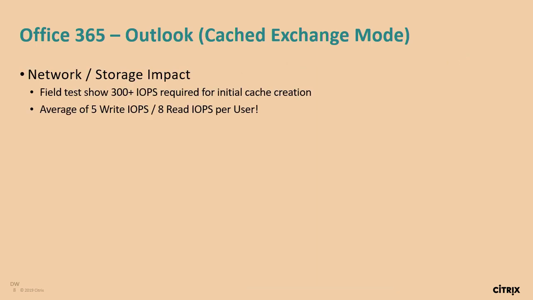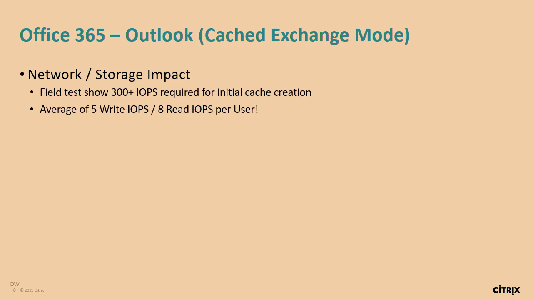So the network and the storage impact around that. Field tests have shown that delivering these container-based solutions, 300 plus IOPS are generated for the actual initial creation. So consider spreading out onboarding around this, because 300 is a lot if you have a lot of users and they're all logging in, and this is creating a lot of bottlenecks in the environment.